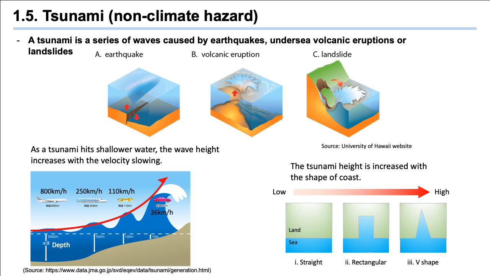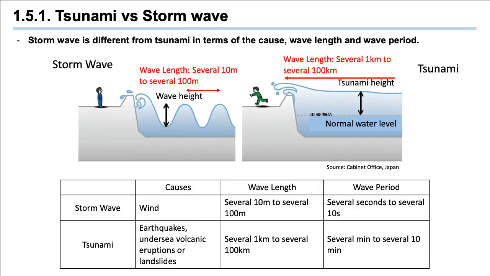The 2018 Sulawesi tsunami in Indonesia was said to be mainly caused by landslide. As tsunami hits shallower water, the wave height increases with the velocity slowing. The tsunami height is also increased by the shape of coast. Storm wave is different from tsunami in terms of the cause, wavelength, and wave period.